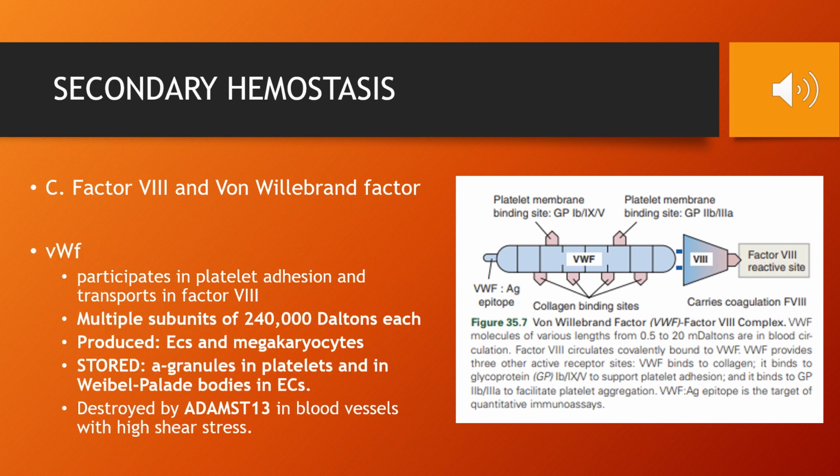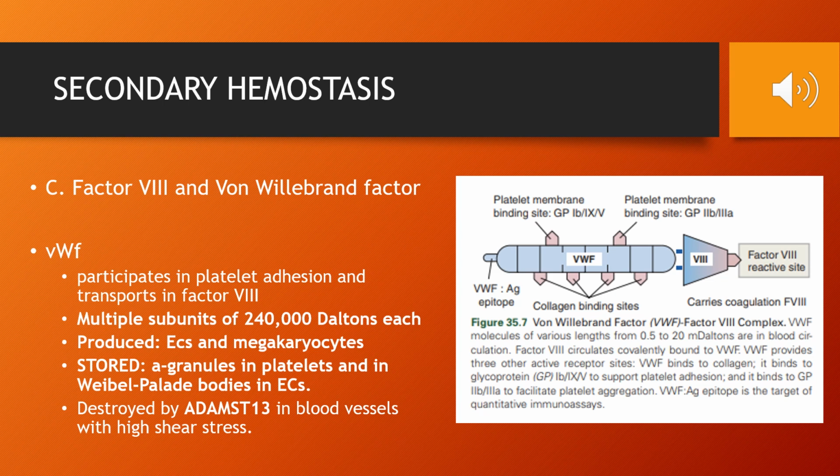So von Willebrand factor is a large multimeric glycoprotein that participates in platelet adhesion and transports the procoagulant factor 8. So this is composed of multiple subunits of 240,000 Daltons each. So the subunits are produced by endothelial cells and megakaryocytes. So von Willebrand factor molecules are stored in alpha granules in platelets and in Weibel-Palade bodies in endothelial cells.